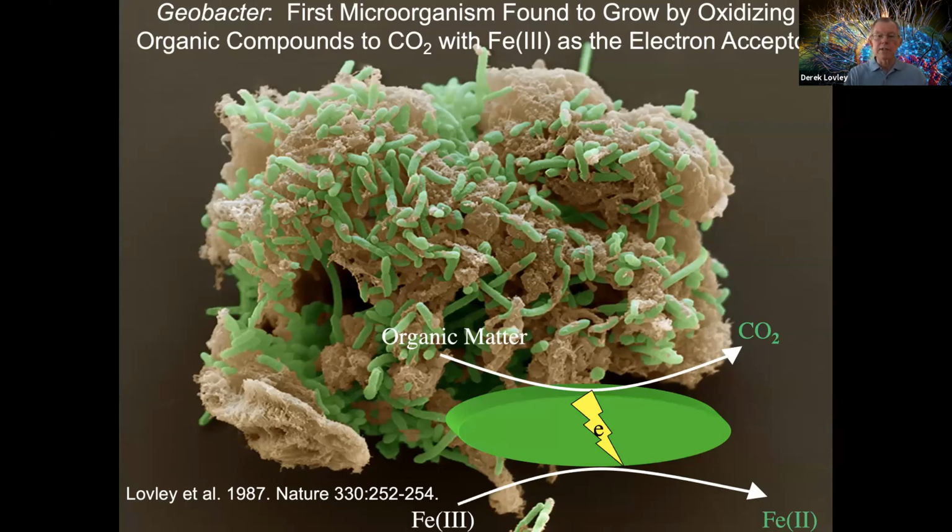This is a scanning electron micrograph which shows Geobacter colored in green. This brown material is iron oxide that it uses as its electron acceptor. And I like this photo because it shows the physiological challenge to Geobacter. It's oxidizing organic matter to carbon dioxide, so generating or releasing electrons from central metabolism. And somehow it's got to get these electrons from inside the cell, outside the cell, onto this insoluble iron oxide.